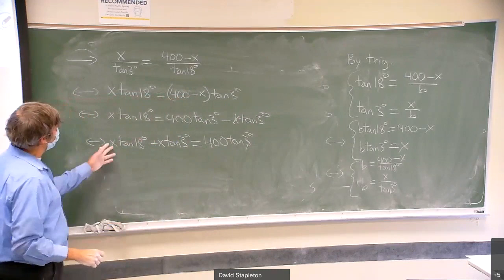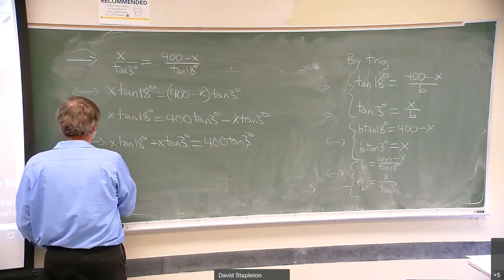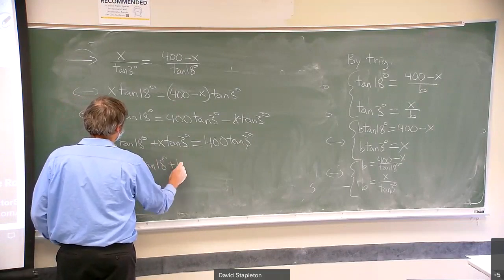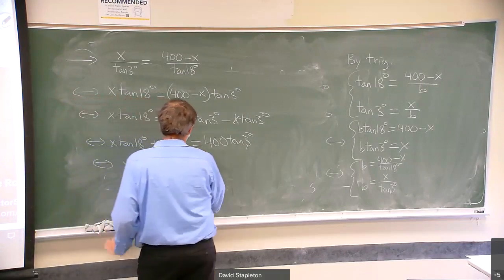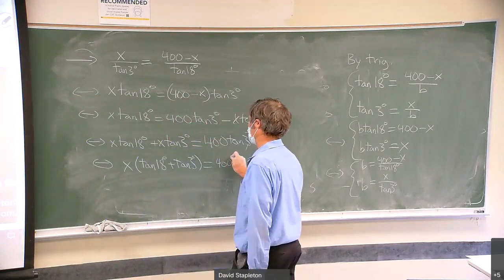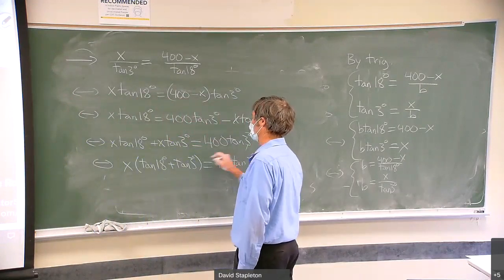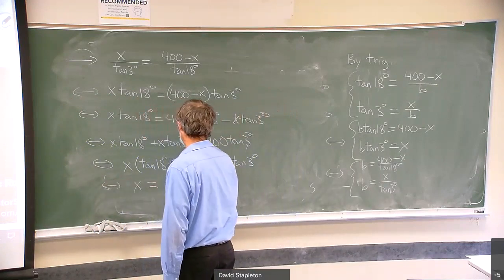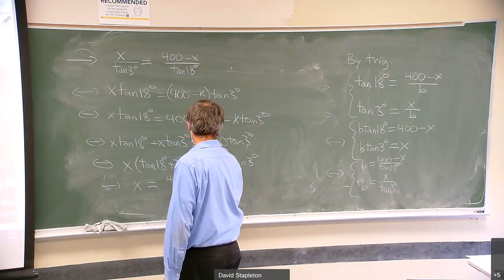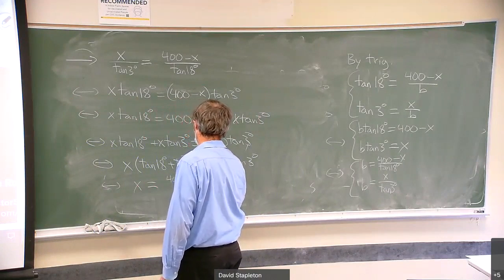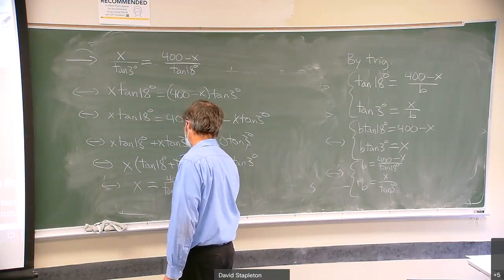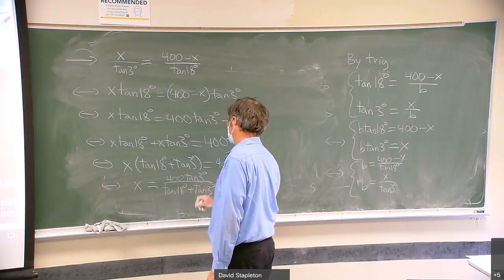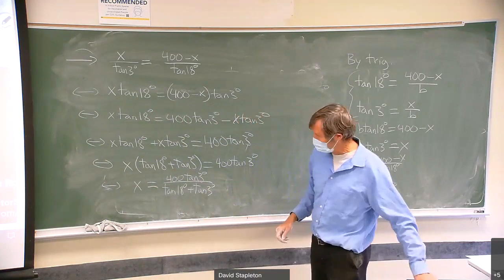I'm just trying by algebra to group these like terms. I can factor x out of here. X times tangent 18 plus tangent 3 equals 400 tangent 3. And now I can divide by tangent 18 plus tangent 3 and get x. Here's my height up in the building: 400 tangent 3 degrees over tangent 18 plus tangent 3. Let's see what that is, my height in the building then.